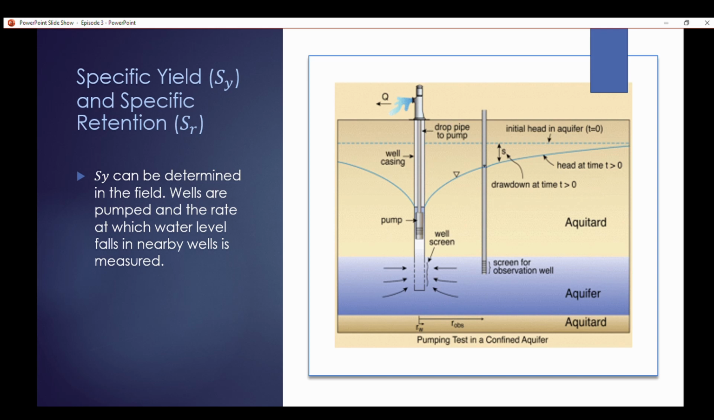And specific yield can be determined in the field. Wells are pumped, and the rate at which water level falls in nearby wells is measured. So basically, as you pump the water out, water's exiting from those other wells to bring it to equilibrium, to get the water table back to just a flat level instead of having that cone of depression that's shown right here. It'll start equaling out, and they can measure that. You obviously have to have multiple wells.